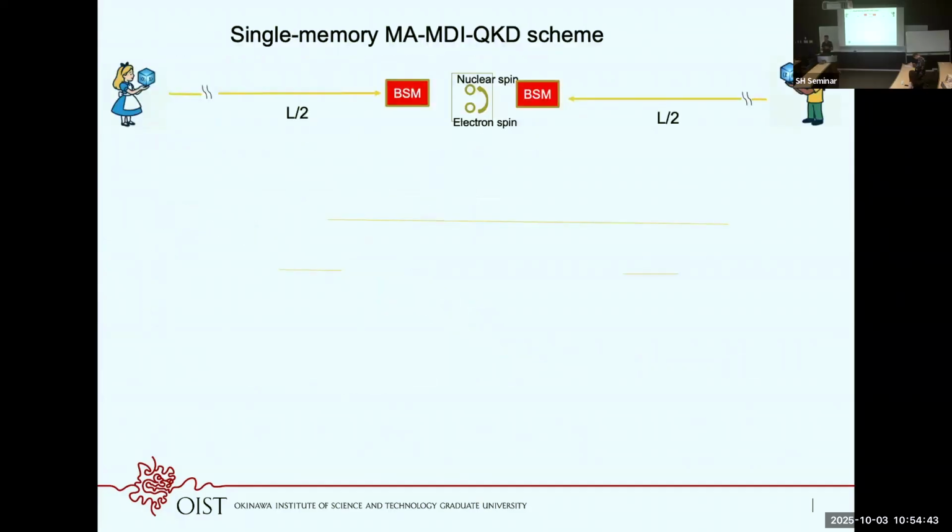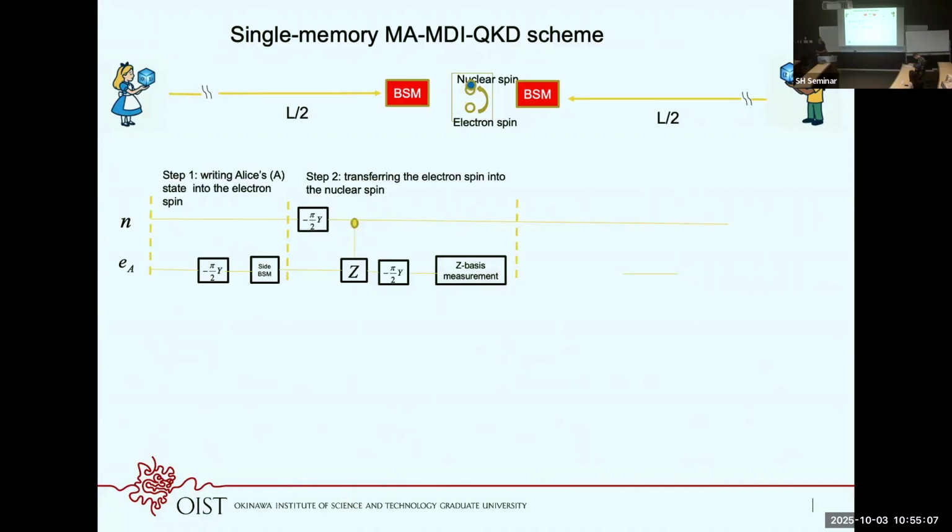And the nuclear spin has much longer coherence time, on the order of seconds. So we came out with this other protocol where we exploit the nuclear spin of the NV center. And it's easy. How can we do that? We do the Bell state measurement first with the electron spin, so we can store the state of Alice into the electron spin. Then we move this state into the nuclear spin.